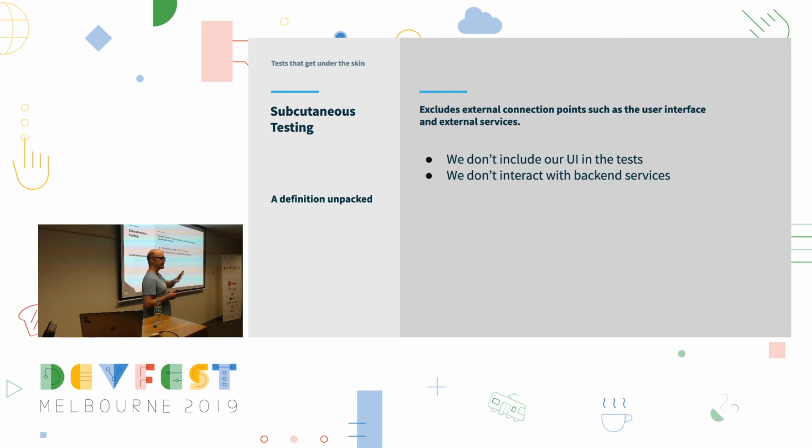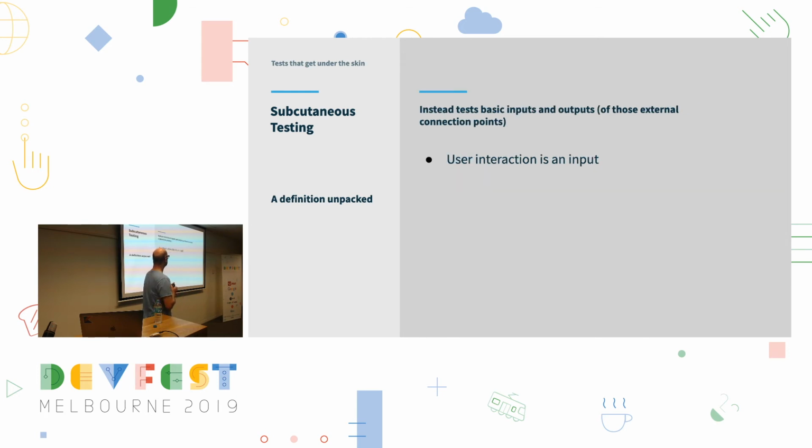So we're excluding external connection points, so that literally just means we don't include any UI in our tests, and we don't include our backend systems in that test. Instead, we test basic inputs and outputs of those external connection points. So, a user interaction is an input into our tests. The view model state is the output of our test, and we can verify that after an interaction, the state is correct and has produced the right output.